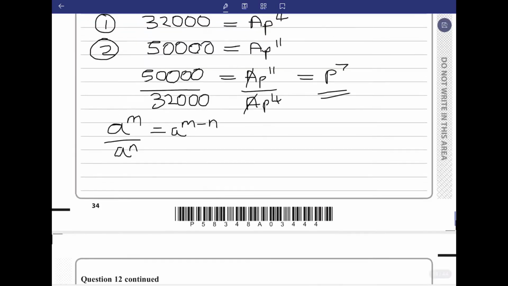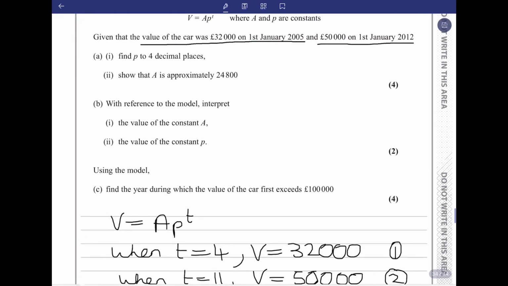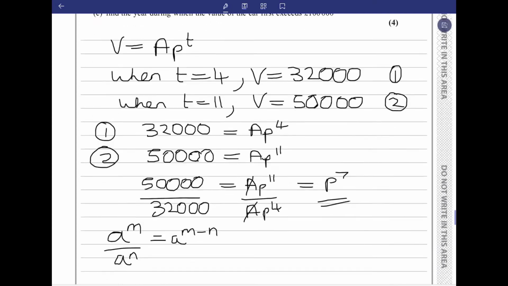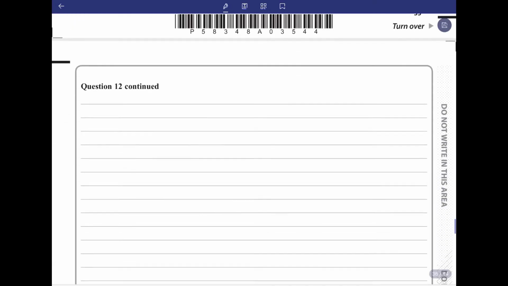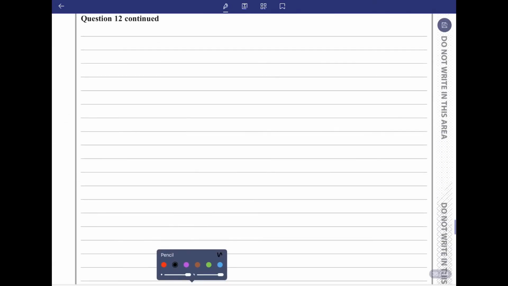Let's have a look at part C. Using the model, find the year during which the value of the car first exceeds £100,000. So note, it's not looking for the value of t, it's looking for the actual year. So it's always important to read the question and actually look at what it's asking. Right, so let's go ahead and do this. Let's have a change of colour. Let's go for a red. C. So let's write down our equation again.